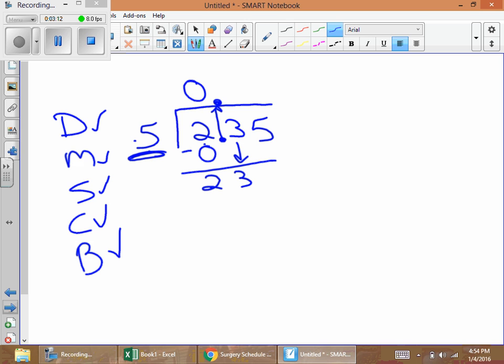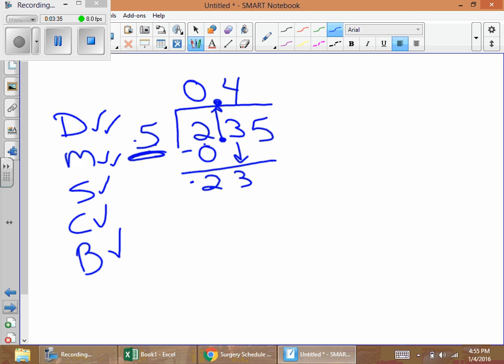All right, so now we have 23. You notice I don't go back up into the house. I stay with the 23 down here. And I'm going to see how many 5s go into 23. Well, I know 5, 10, 15, 20. That is 4. I put it up on the top into the quotient. So that is the division part.